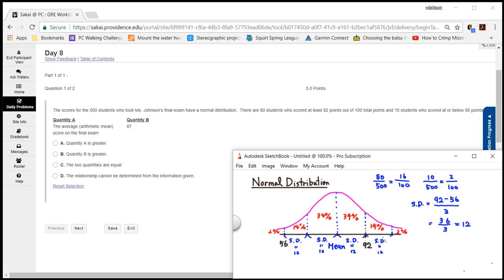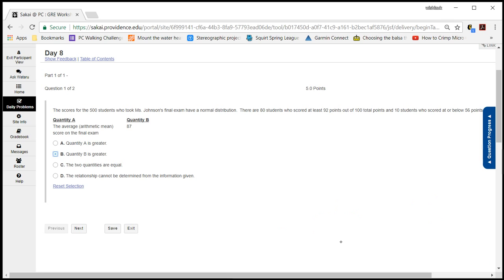So if you want to find the mean, it's going to be 12 points below 92. So 92 minus 12 is going to be equal to 80. All right, so according to this given information, the mean of this normal distribution is going to be 80. So quantity A is 80, quantity B is 87. Of course, B is going to be larger.